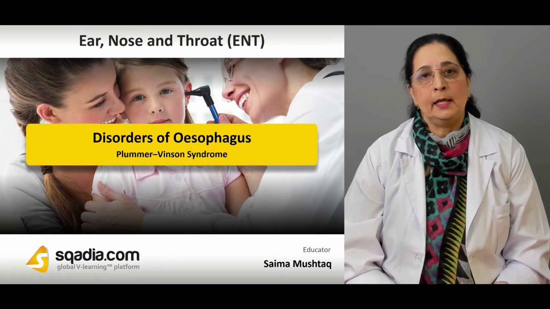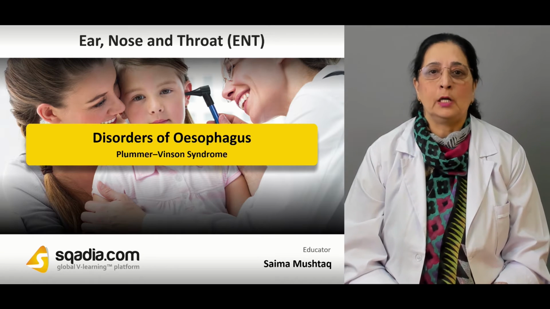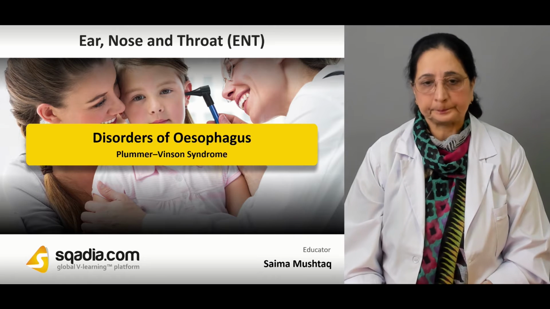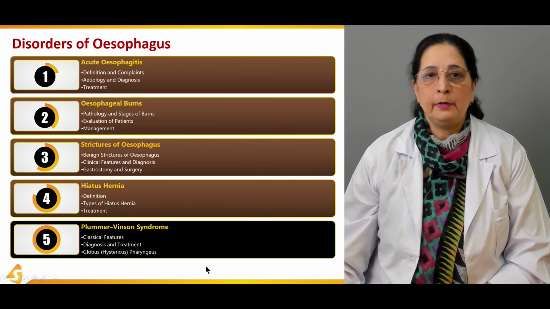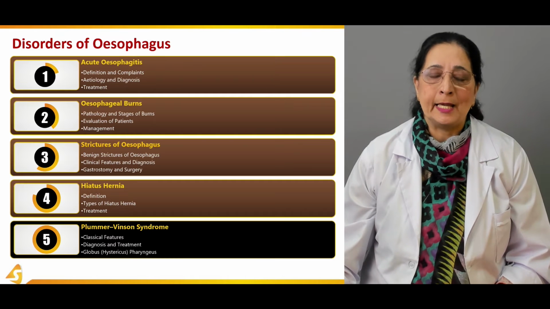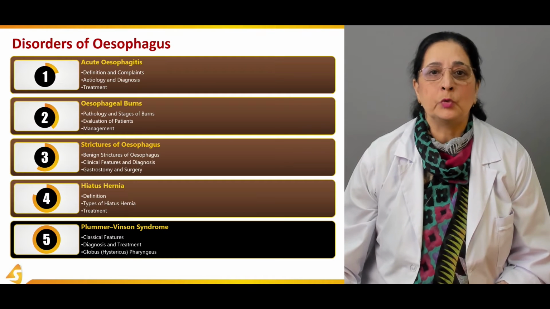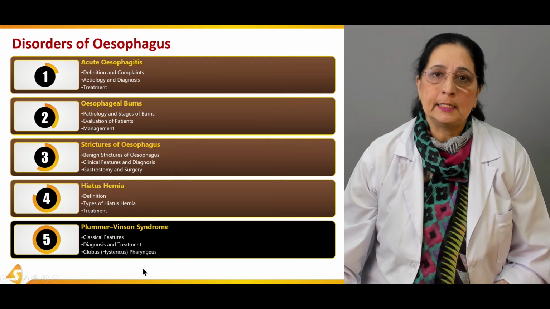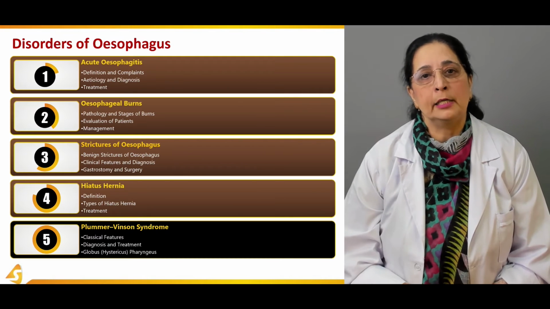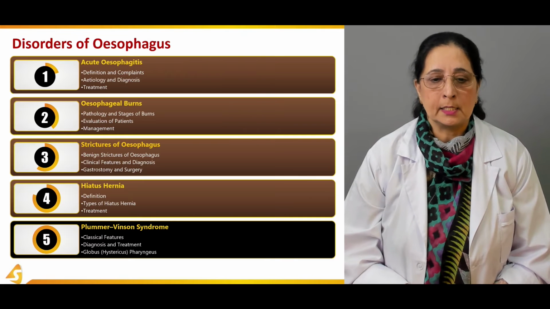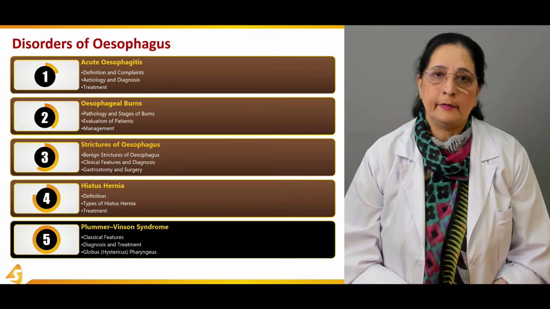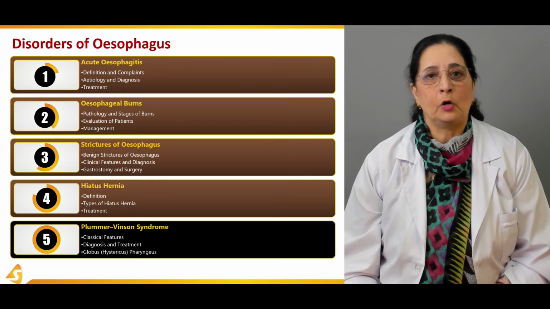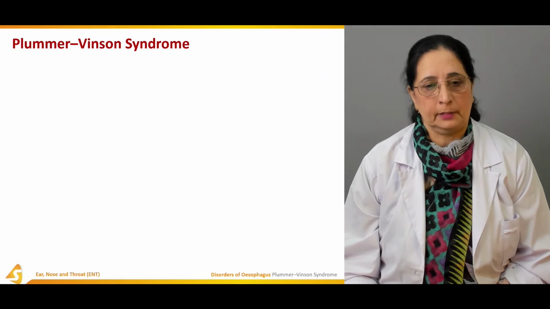So in this final and fifth section of our lecture, we will talk about the condition known as Plummer-Vinson syndrome. We will talk about how this condition presents, what the clinical features are, how we can diagnose and treat it, and also we will go over another condition known as globus pharyngeus or hystericus pharyngeus. So these are the things we will talk about in our final and fifth section.